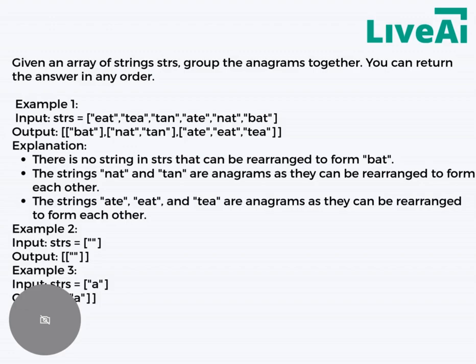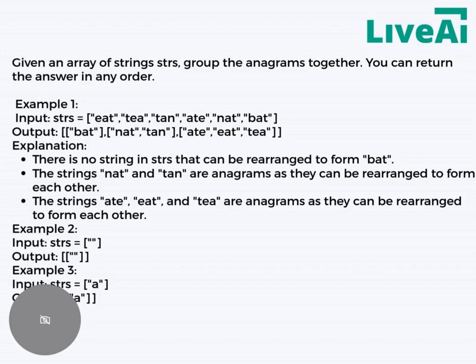array of strings strs, group the anagrams together. You can return the answer in any order, so it doesn't look for any order. So the input strings are eat, tea, tan, ate, nat, bat, and then we are going to return bat, and then group nat and tan, which is a list actually. So group this together and return it as a list, and then ate, eat, tea, group these three words together and return it as a list.